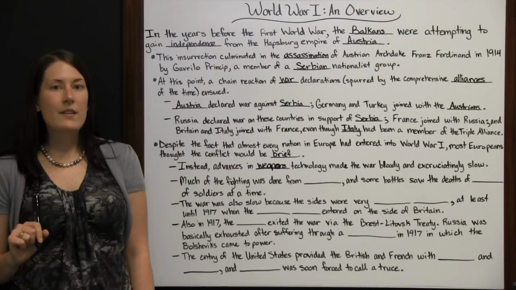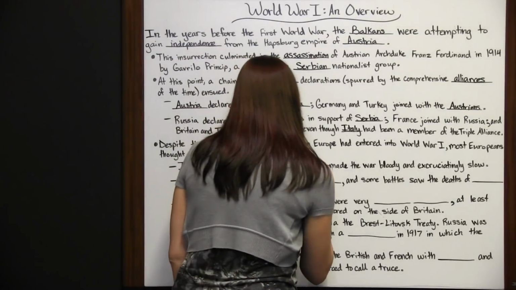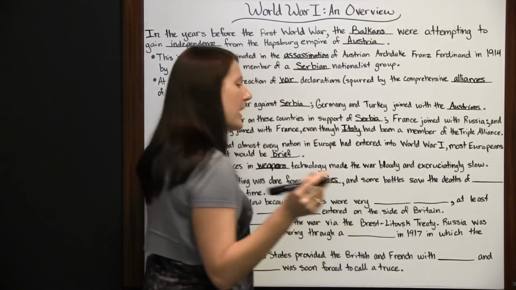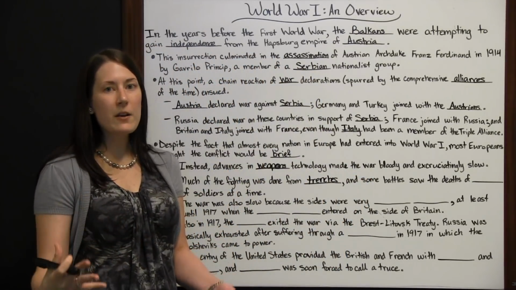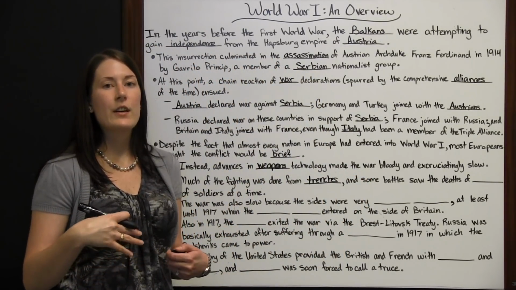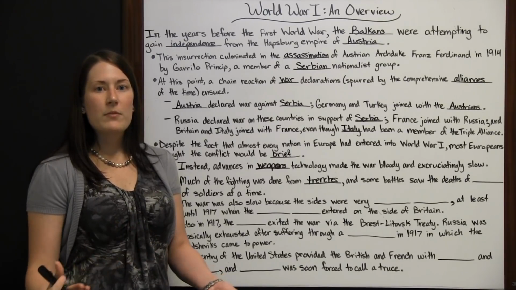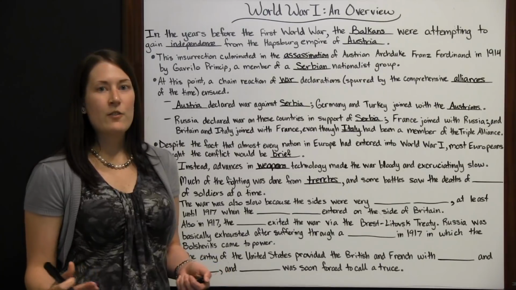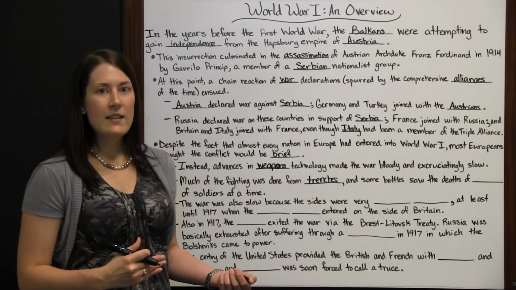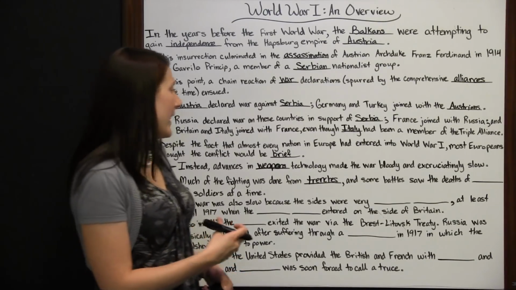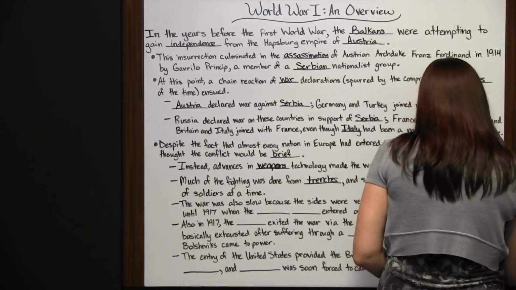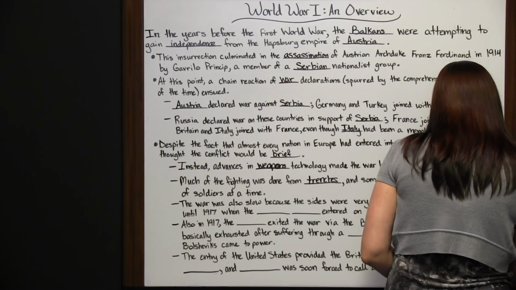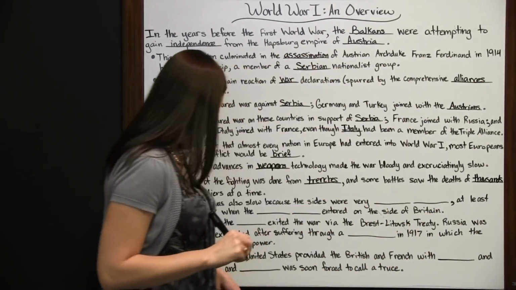Much of the fighting was done from trenches. So the soldiers would hide in trenches until they could make a move forward or until they could perform some kind of military maneuver to get some ground. But a lot of the time they were hiding in their trenches waiting. And some battles saw the deaths of thousands of soldiers at one time. So this did become a very bloody war.